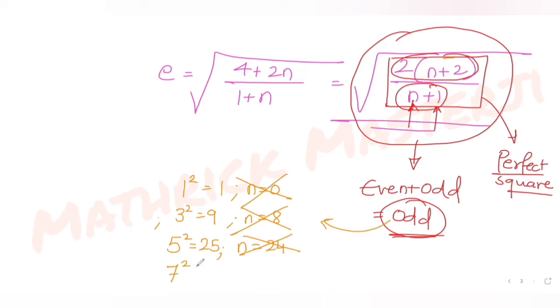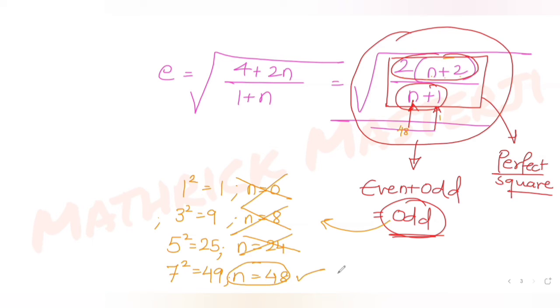If I see the next odd number, that's 7 squared, 49. For 49 in the denominator, n should become 48. If I put n as 48 in my numerator, let's check. So 48 plus 2, 50, 50 into 2, which is 100. So your numerator turns 100 and your denominator is 49. So your eccentricity here, if I see, gives you a perfect square individually in both numerator and denominator.